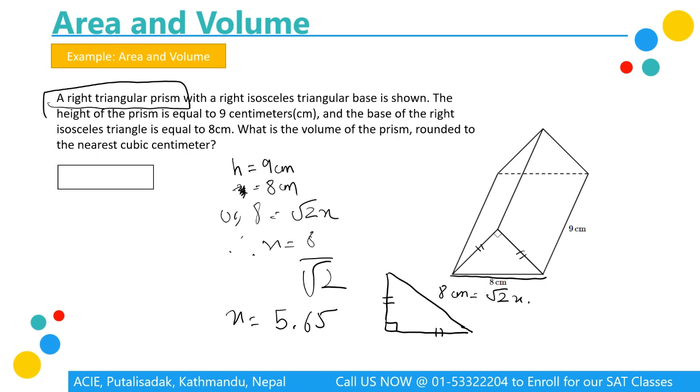Now we basically just have to find the area of the triangle, and we have to multiply it with the height given to find the volume, since volume is base times height.